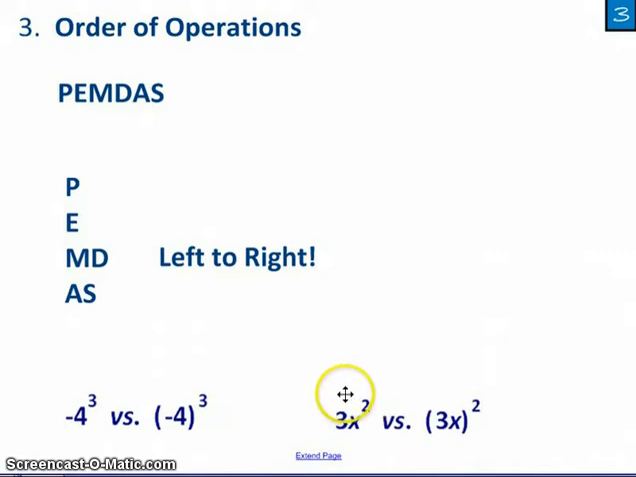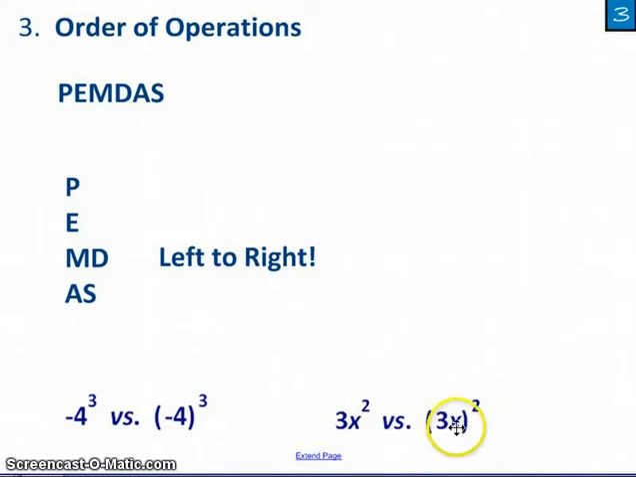Let's look at this one. 3x squared, in this case the 2 only applies to the x, whereas in this case the 2 exponent applies to everything that's in the parens. Let's think about substituting a number in. Something simple. How about if we just made that 2? Well, PEMDAS says the first thing I deal with is the exponents. 2 squared is 4, and then 4 times 3 is 12. So this evaluated would be 12.